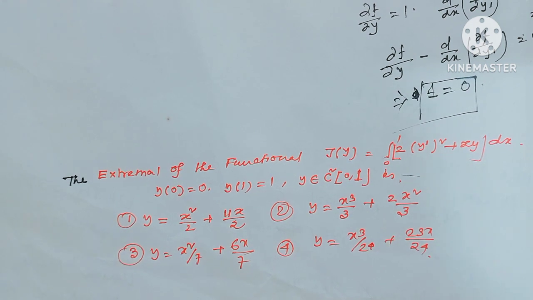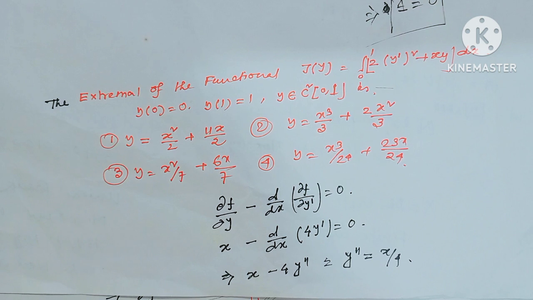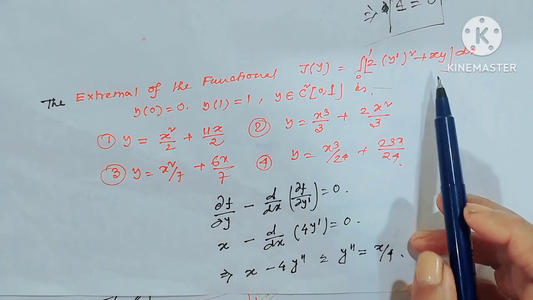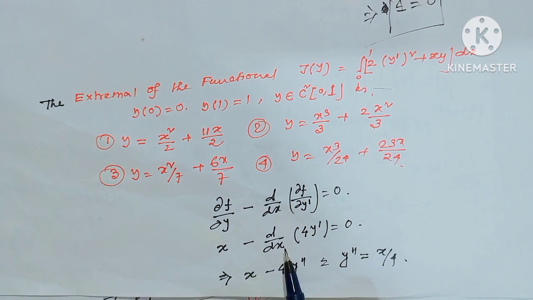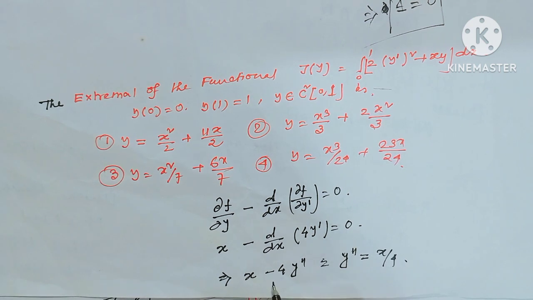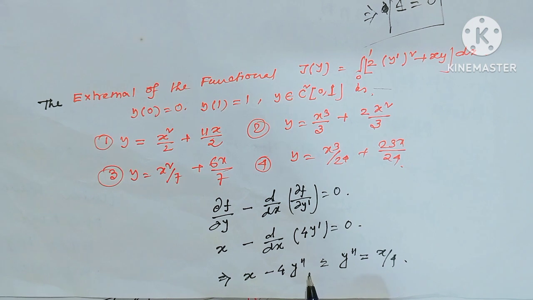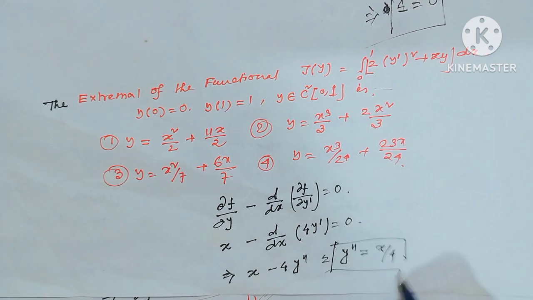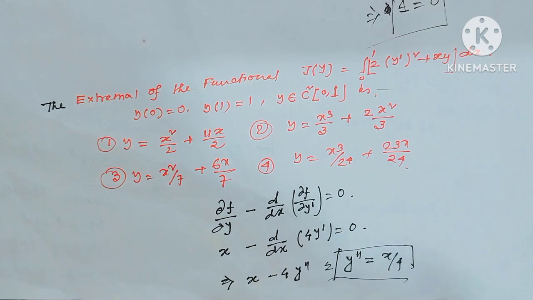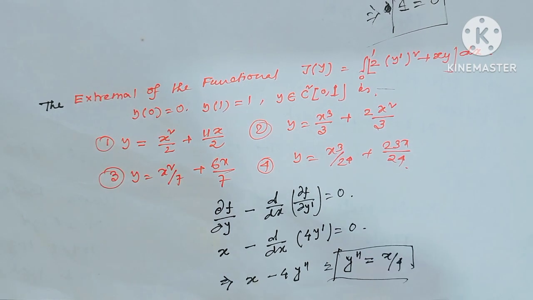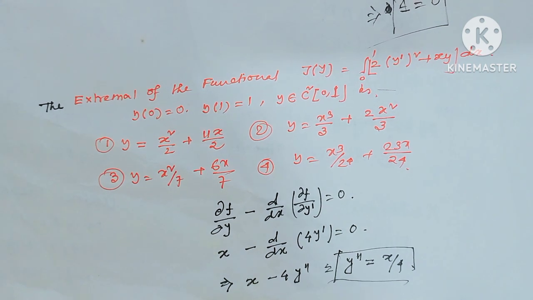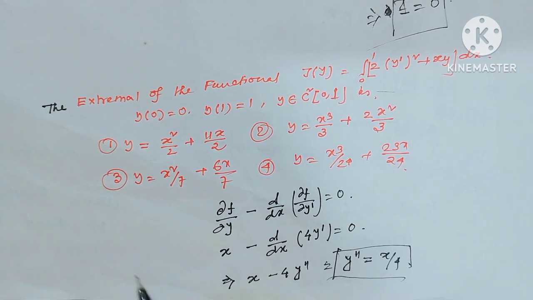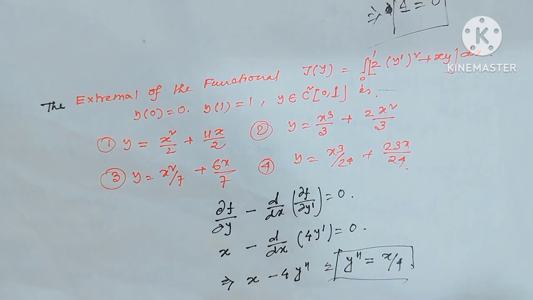Here I have a shortcut trick. The Euler equation is del f del y minus d/dx of del f del y' equal to 0. Del f del y means obviously x minus d/dx of 4y' equal to 0. That implies x minus 4y double prime equal to 0, that implies y double dash equal to x over 4. Since I said I will use a shortcut trick to find the extremal, the question has given which of the following is the extremal. Here I have got y double dash equal to x over 4.